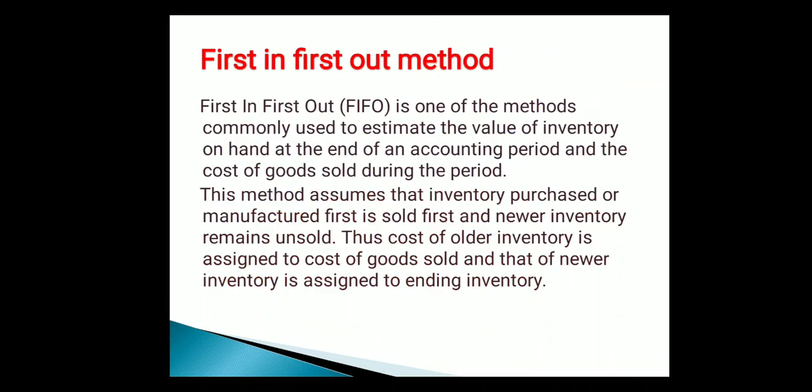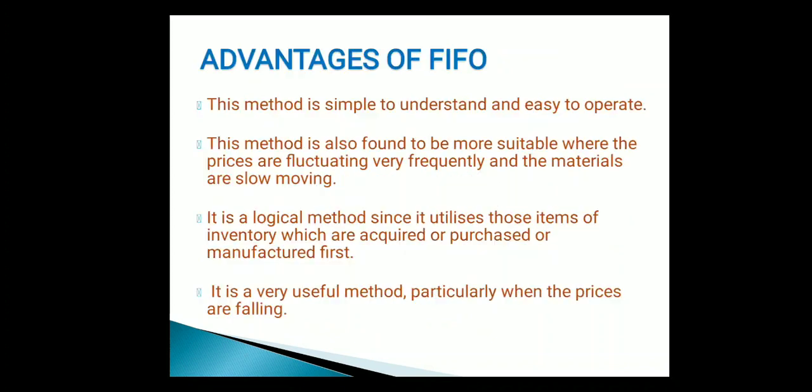FIFO is one of the methods commonly used to estimate the value of inventory on hand at the end of an accounting period, that is 31st March, and the cost of goods sold during the period. It assumes that inventory purchased or manufactured first is sold first and newer inventory remains unsold. Thus, the cost of older inventory is assigned to cost of goods sold and that of newer inventory is assigned to ending inventory.